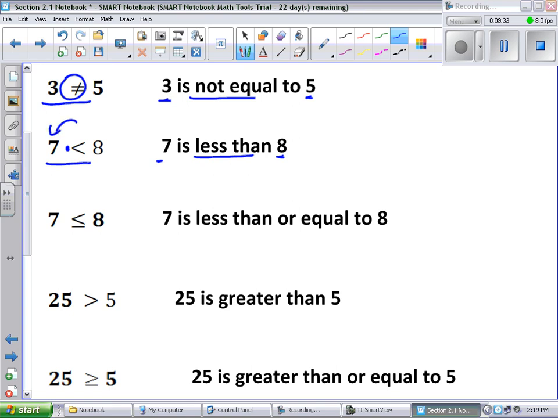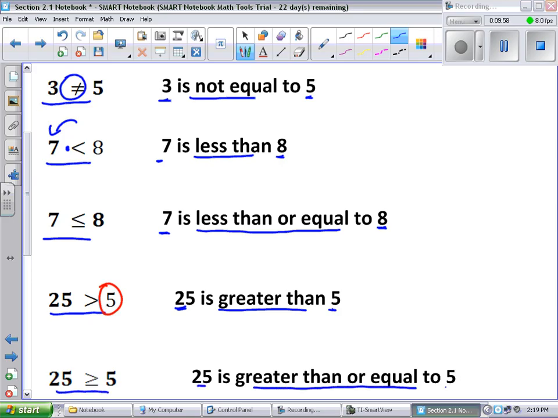The third inequality, 7 is less than or equal to 8. 25 is greater than 5. Notice the inequality is still pointing toward the smaller number. 25 is greater than or equal to 5. The little line down here stands for or equal to.